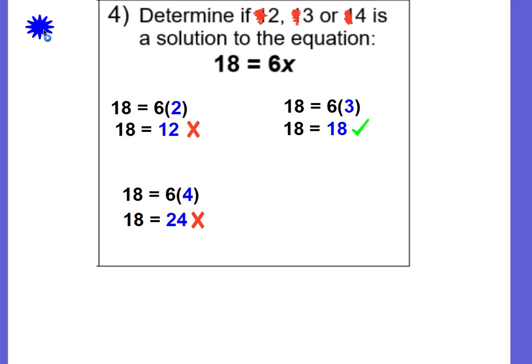Okay, all you needed to do to solve this was to substitute the 3 values into our equation and determine which was a true statement. When we substituted 2 for x, we got 6 times 2 is 12, and that does not equal 18. When we substituted 4 for x, we got 6 times 4 is 24, which also does not equal 18. And when we substituted 3 for x, 6 times 3 was 18, which is what we were looking for. So the solution, or the value that makes this equation true, would be the 3. Nice work.